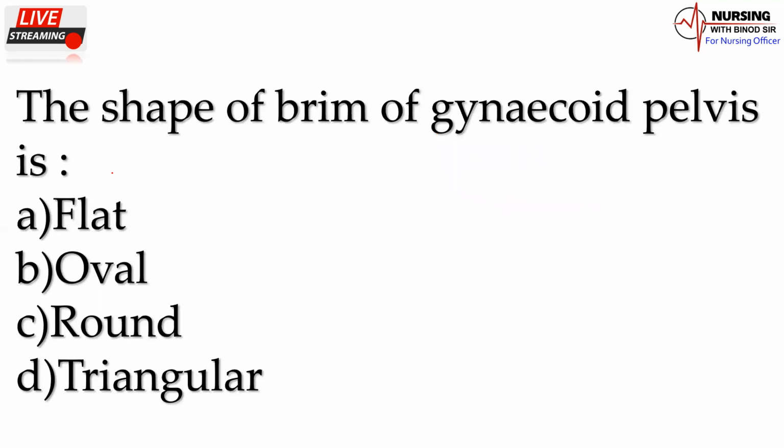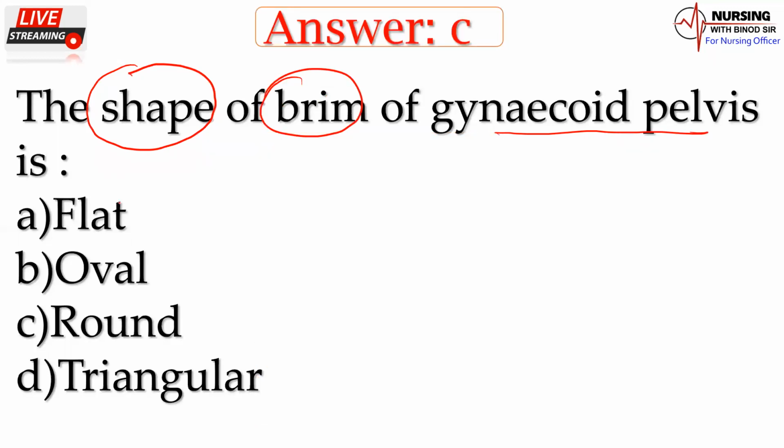The shape of the brim of the gynecoid pelvis is flat, oval, C round, D option triangular. Okay, it is asking about the gynecoid pelvis, the shape of the brim. So the answer is round. You must remember this one.